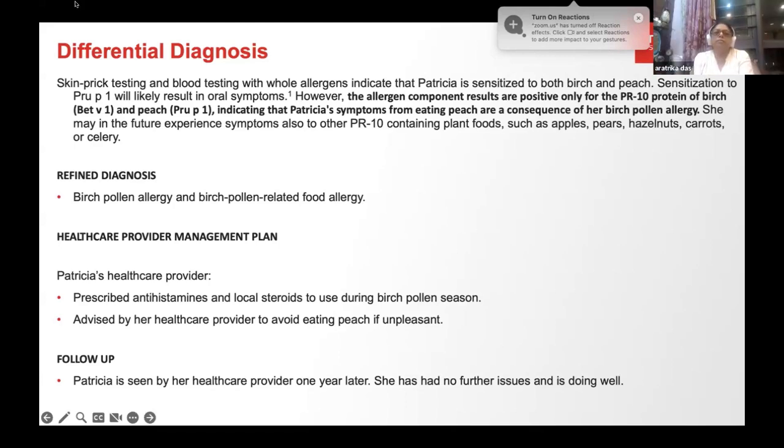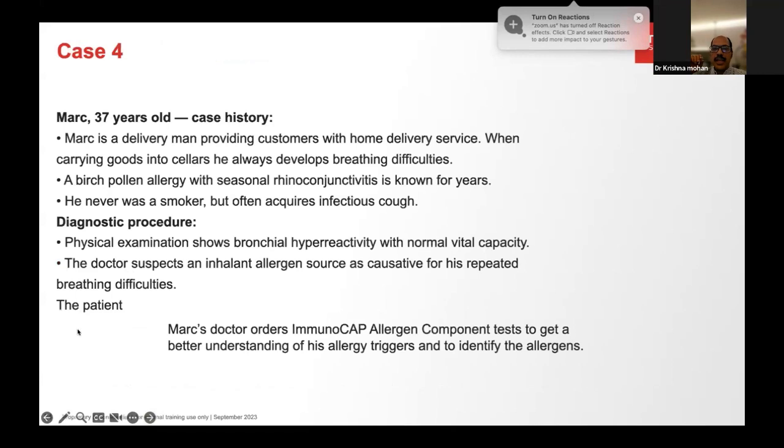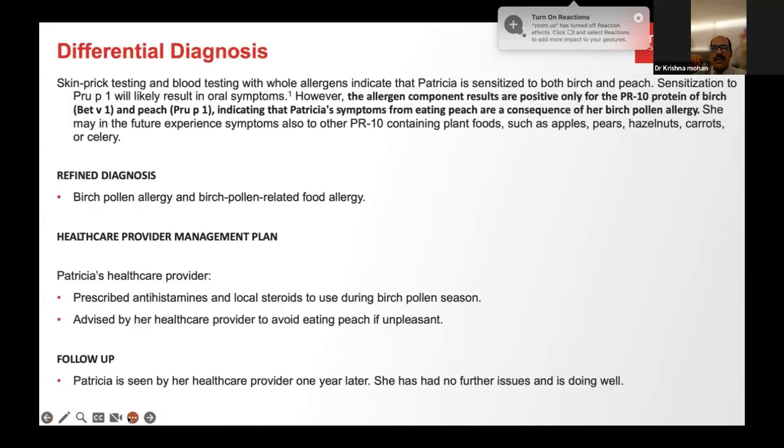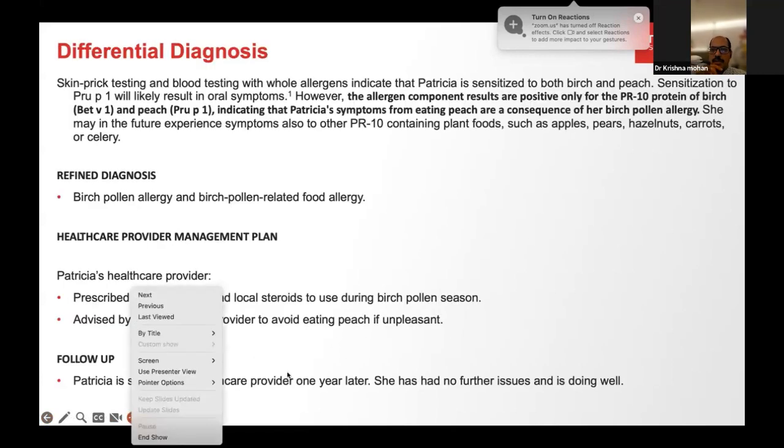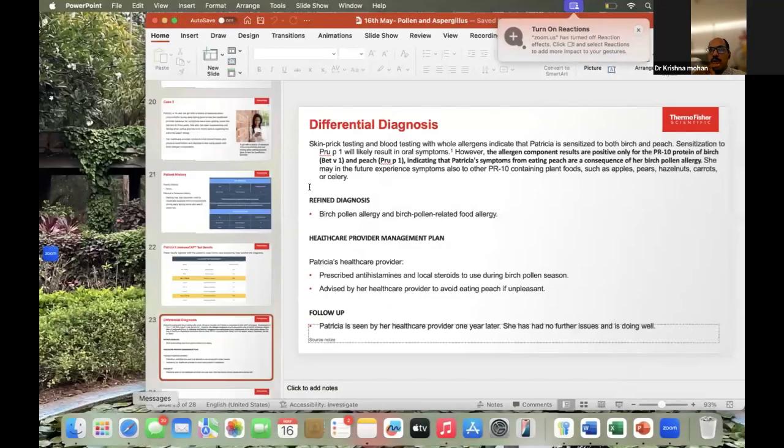So it may help us in distinguishing ABPA from simple Aspergillus sensitization, which can usually be challenging due to cross-reactivity. So how will CRD help?